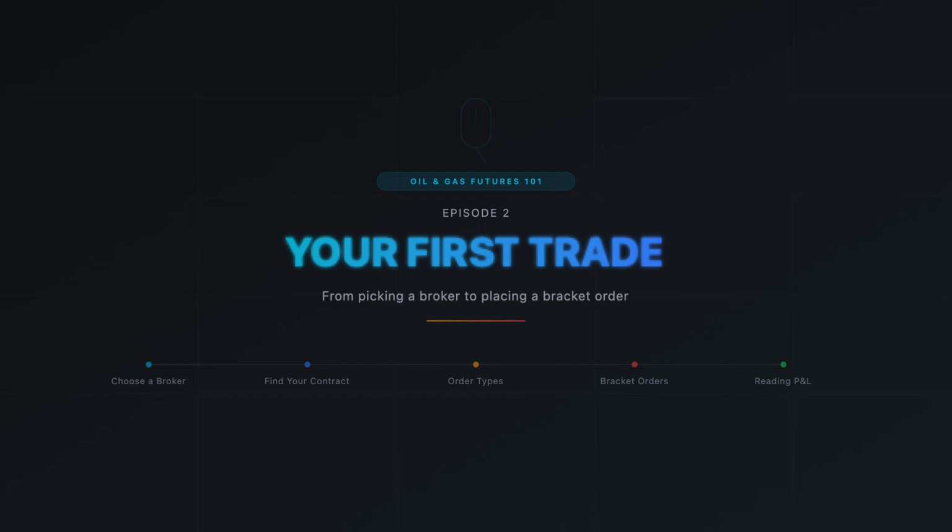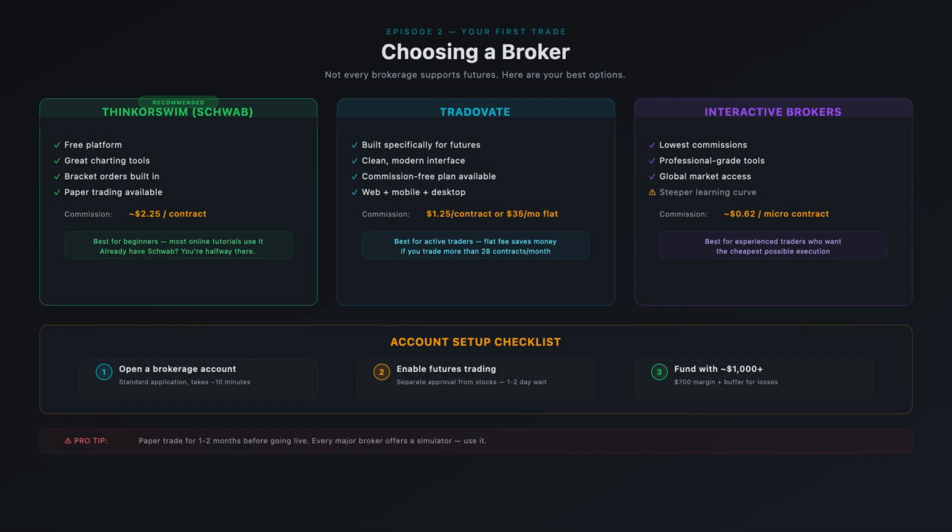In episode 1, we covered what a futures contract is, how margin works, and the basic idea of buying and selling. Now it's time to get practical. In this episode, we're going to walk through everything you need to actually place your first trade, from picking a broker to reading your profit and loss. Let's get into it. Before you can trade futures, you need a broker that supports them.